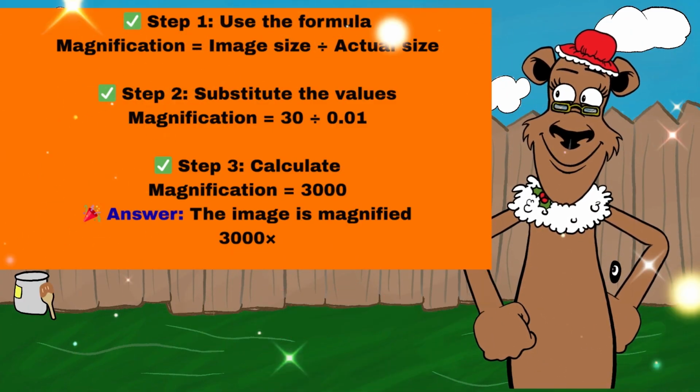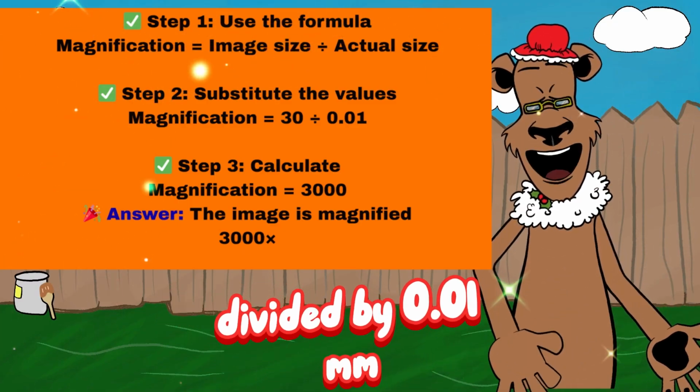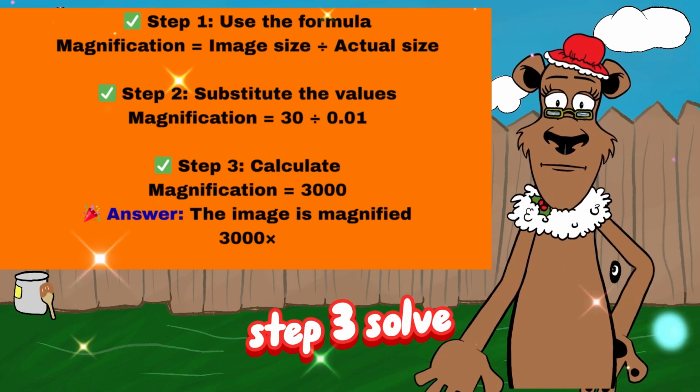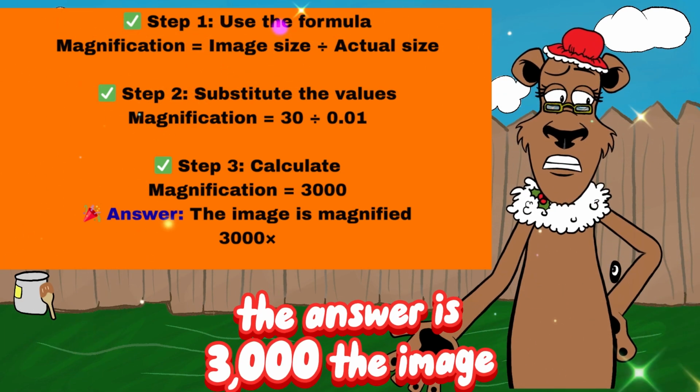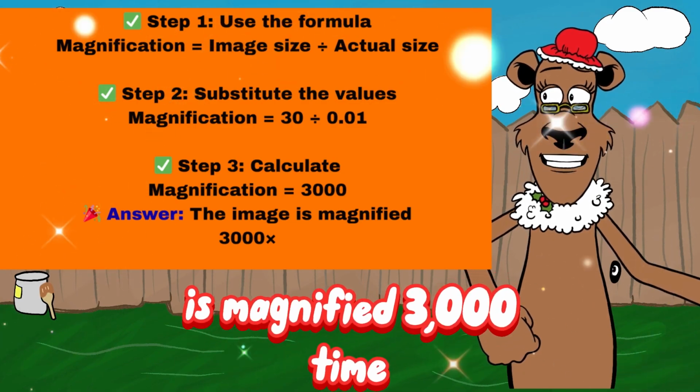Step 2. Put the values. Magnification is equal to 30 mm divided by 0.01 mm. Step 3. Solve. The answer is 3000. The image is magnified 3000 times.